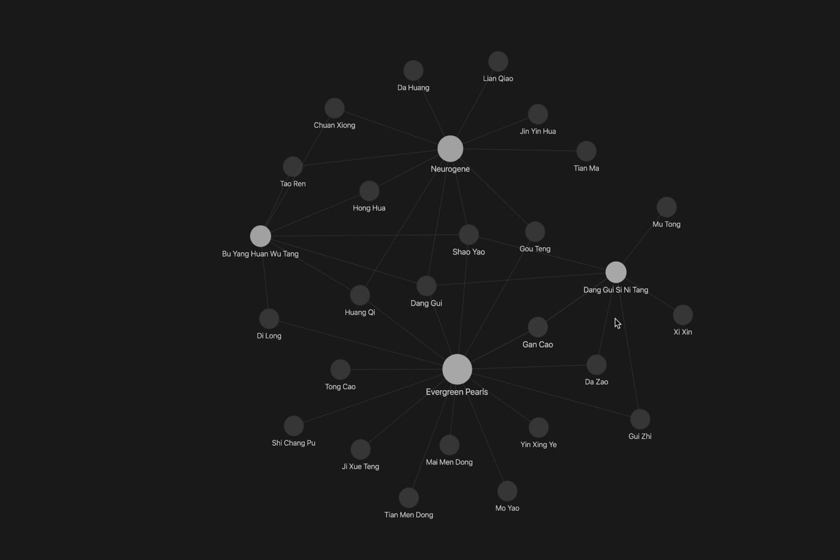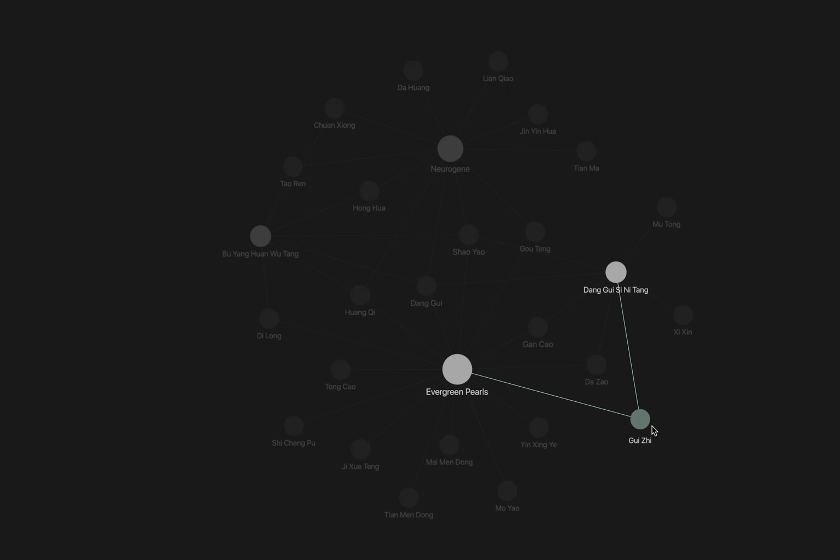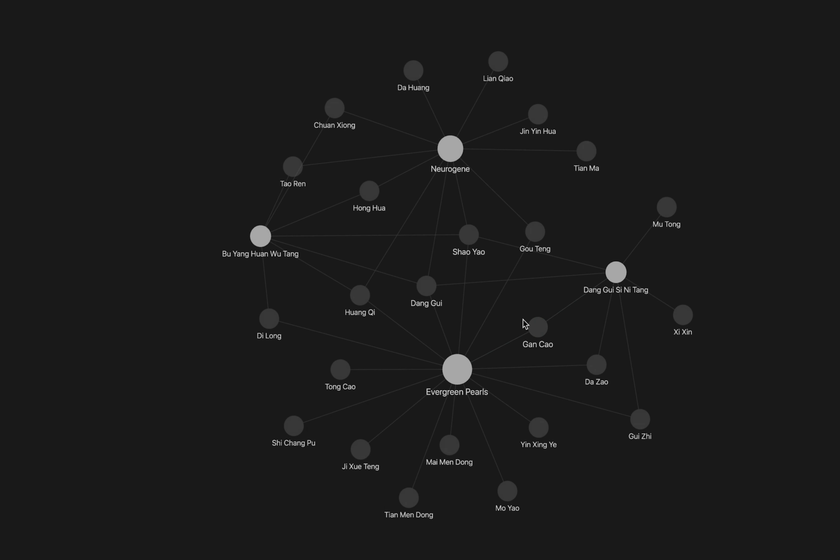And then we have now the addition of the Dangui Sinitang idea of the Guizhi helping to open the collaterals. We've got some of the middle jiao protection there. And we, of course, have the Gotong as well, which is added. It's a commonality between Neurogene and Evergreen Pearls, which have added Gotong into this mix of neuroregenerative herb formulas.